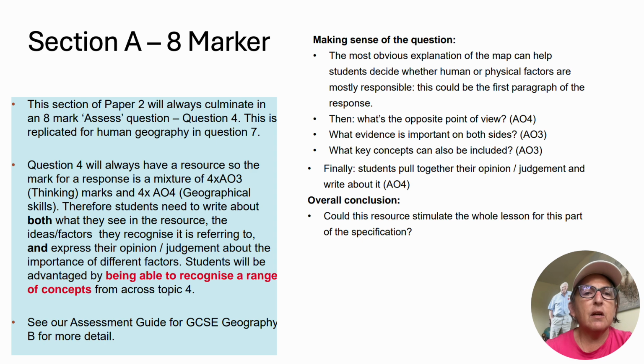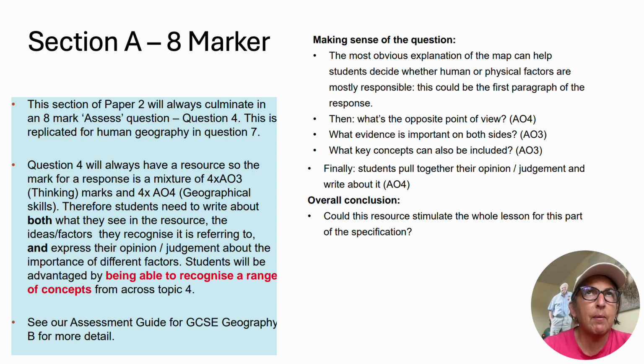And you are getting 4 marks for AO3 for thinking, okay, so for thinking, and 4 marks for AO4 for your skills, okay, your skills. In this question, you need to write about what you see in the resource, the ideas and the factors that you recognize it is referring to. So you need to try and link your core knowledge to the source.